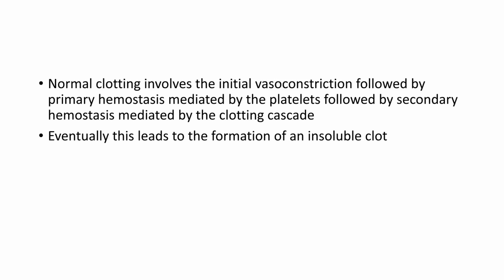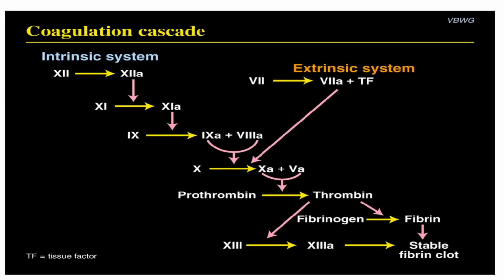Normal clotting involves the initial vasoconstriction followed by primary hemostasis mediated by the platelets, followed by secondary hemostasis mediated by the clotting cascade. Eventually, this leads to the formation of an insoluble clot. We won't go into detail with the coagulation cascade, but it's important to understand that there are two main pathways which join at the activation of factor 10. That's the intrinsic pathway and the extrinsic pathway combining at the common pathway.